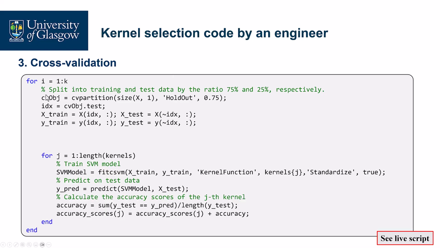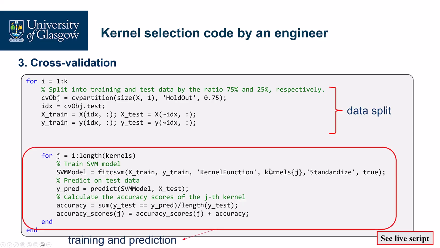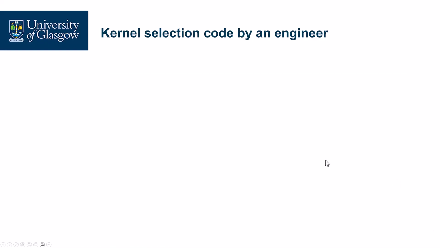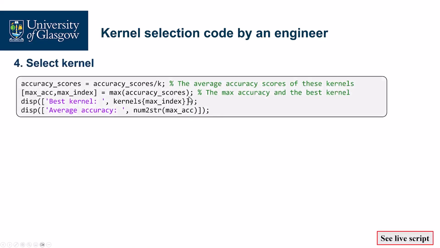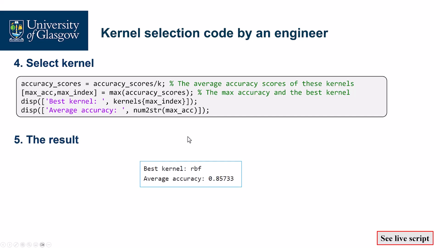In this code, we can see we first split the data into training and test, and then we train the SVM model using the decided kernel, and then we predict using the test set. We repeat this 20 times and get the average. You can also try this program yourself. Then we will select a kernel based on the highest accuracy score. After running this program, we get the result. The best kernel is RBF, and the average accuracy is 85.7. Right, so this is the result, and you can try it yourself.